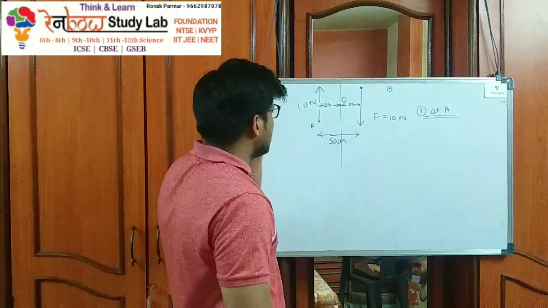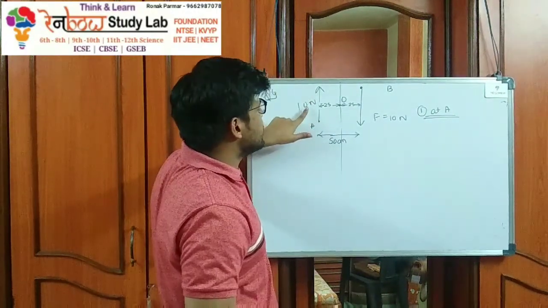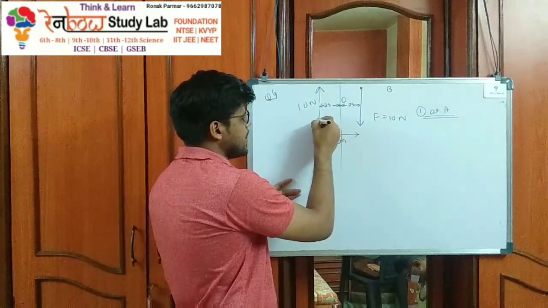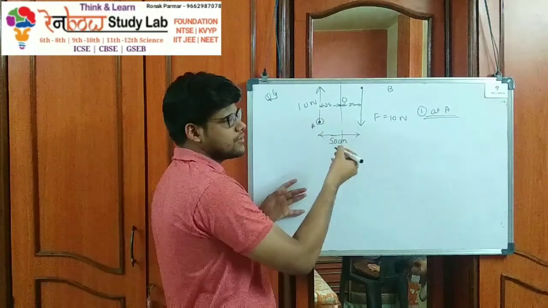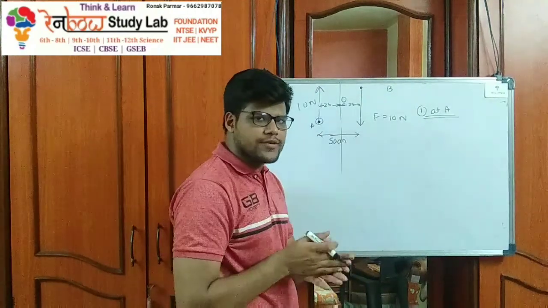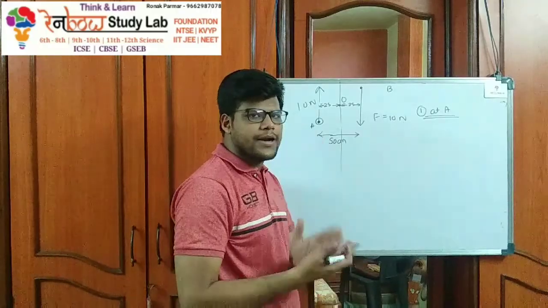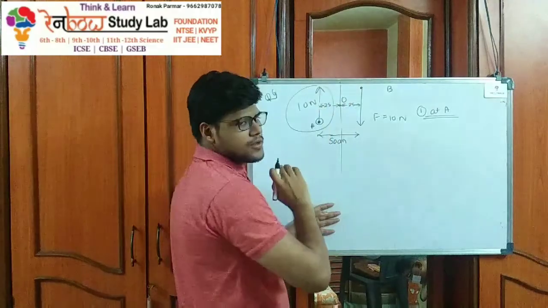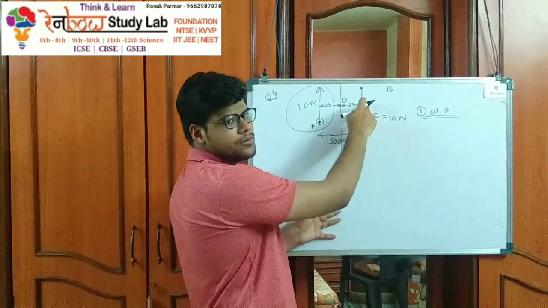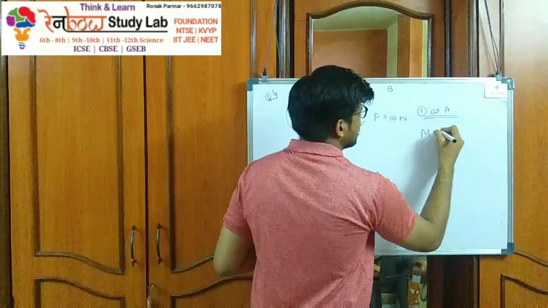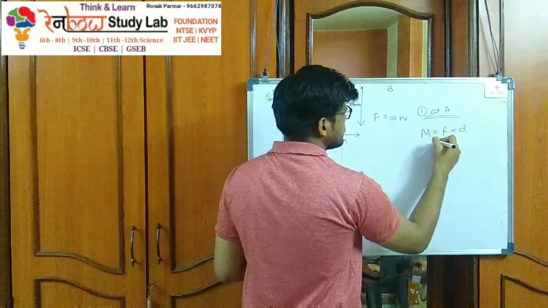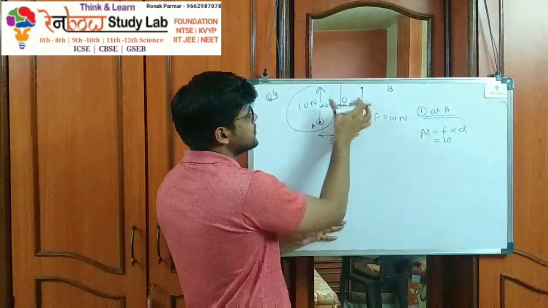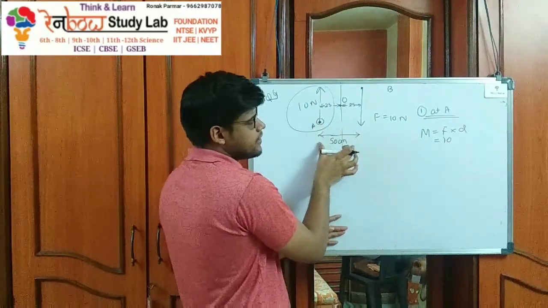So at A, the moment due to this 10 Newton will be 0 because the distance between A and A is zero. Why? Because your pivot point is A and the force is also applied at A. So at A, the moment due to this force is 0. Only this particular force will be applying some moment. So your moment will be F into D. What is your force? This force is 10 Newton and the distance between this line and A is 50 centimeter.